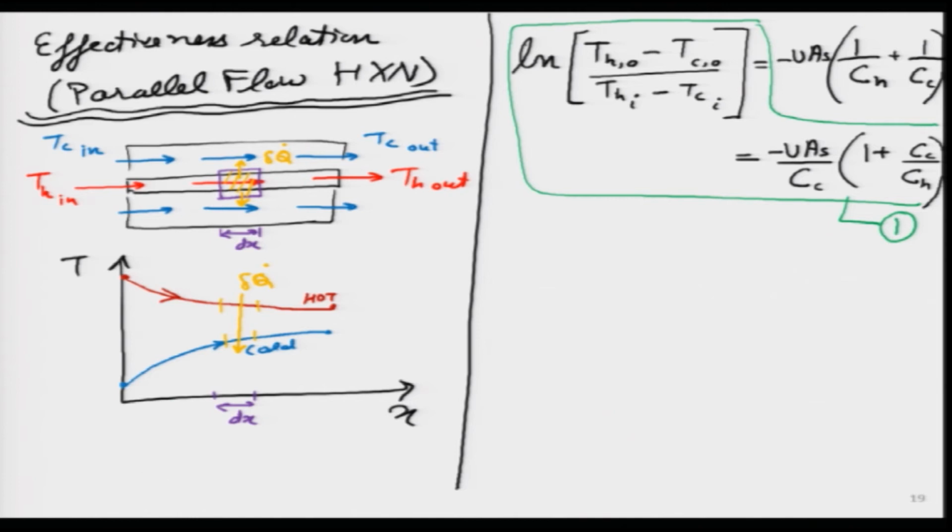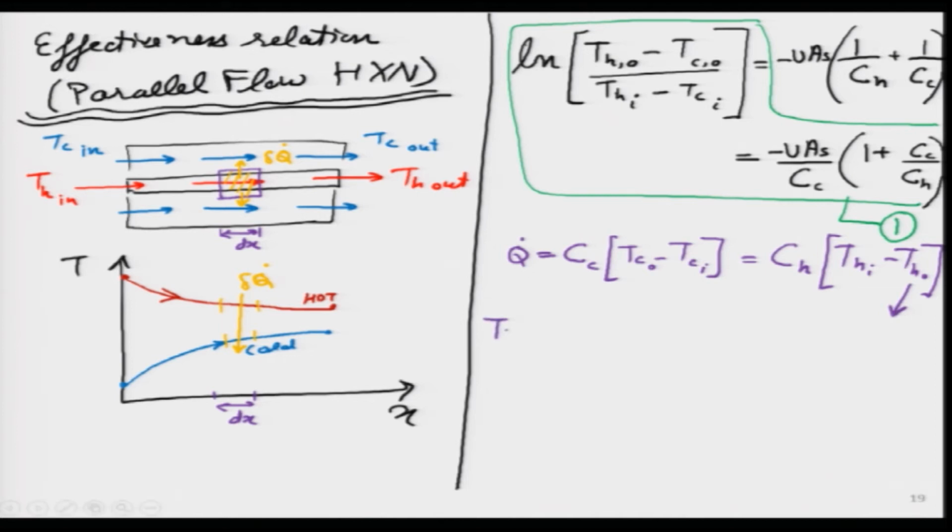The second thing that I am going to write is from energy balance. We already have this equation, which is simply Q dot is m C p delta T. Instead of m C p I am going to replace it with capital C. So, what do I get? T cold outlet minus T cold inlet is equal to C h times T hot inlet minus T hot outlet. From this equation I can get the expression for T hot outlet, which I am showing with this arrow over here.